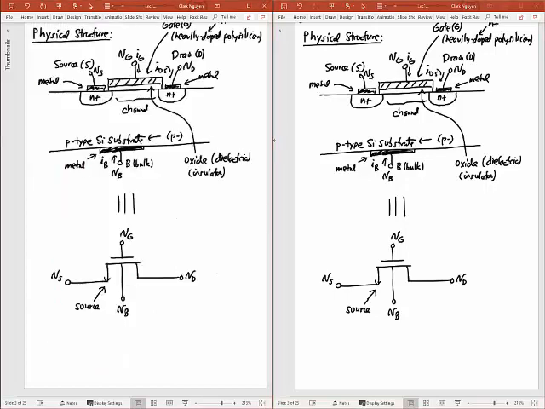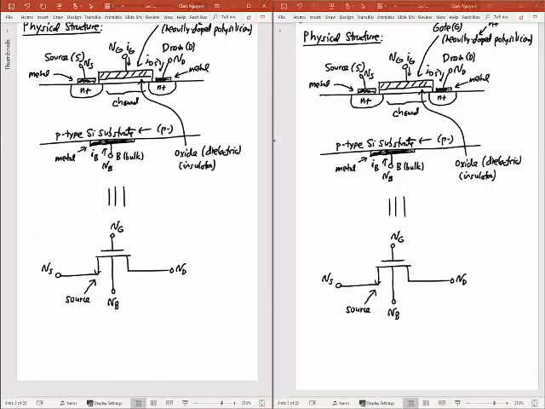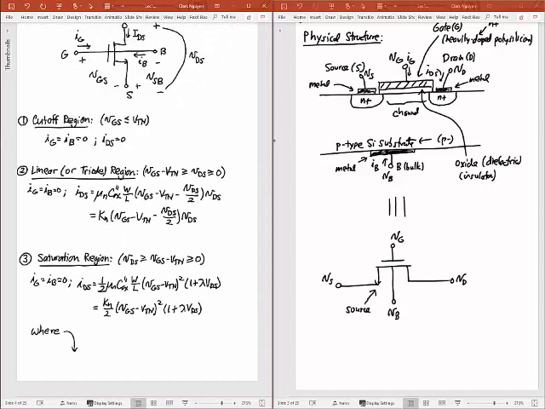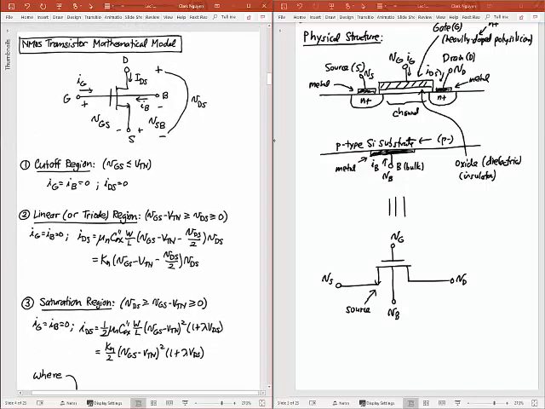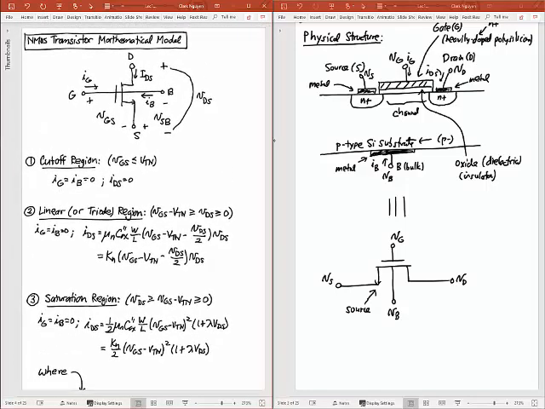Now what I want to do is just throw at you the equations that define this device. So I'm going to throw them at you now, and then we're going to derive each and every one of these in each of these regions. So don't be too alarmed by the fact there's a lot of stuff on this slide right now. But this defines this device.